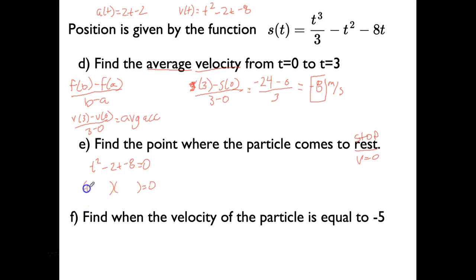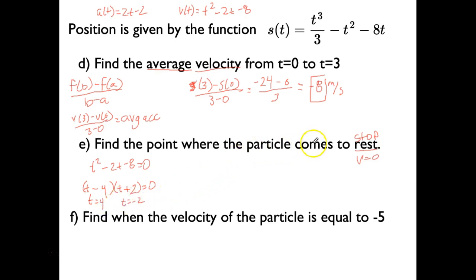Okay, so I'm going to have a t and a t. And it looks like I'm going to use either 8 and 1 or 4 and 2. 4 and 2 look like by far the better choice. And I need it to be a negative, so I'm going to have a negative 4 and a positive 2. That means I'm going to have answers of 4 and negative 2.